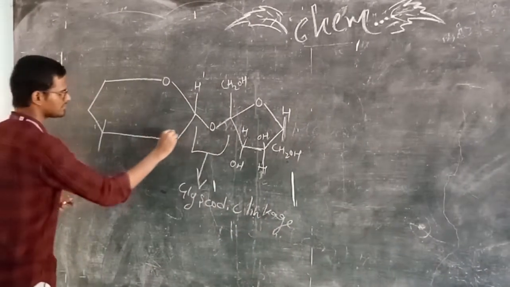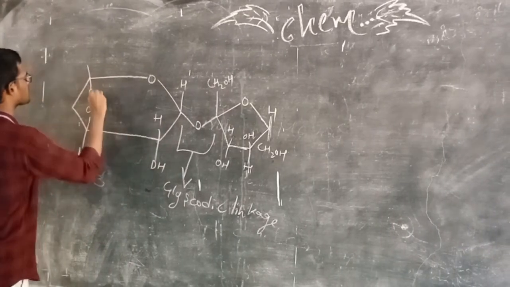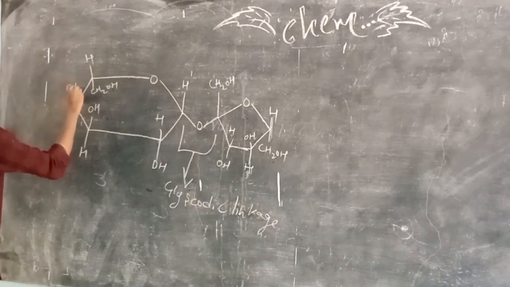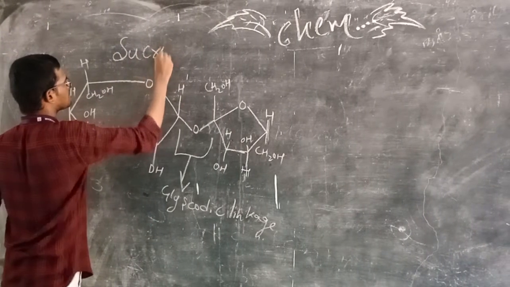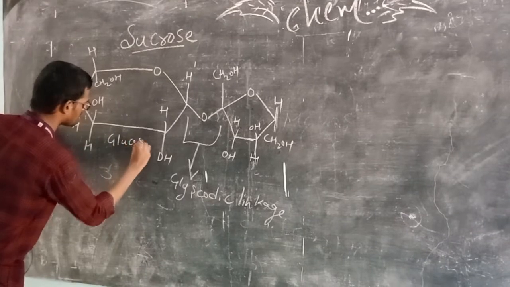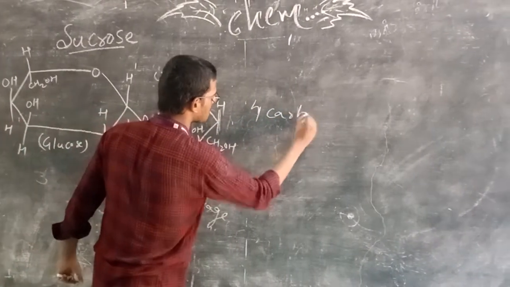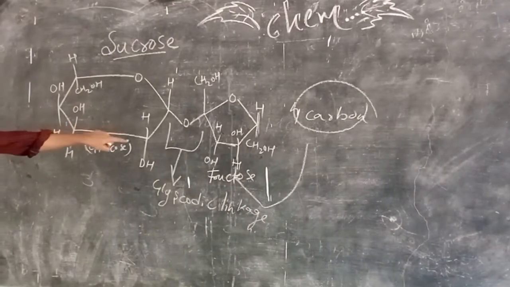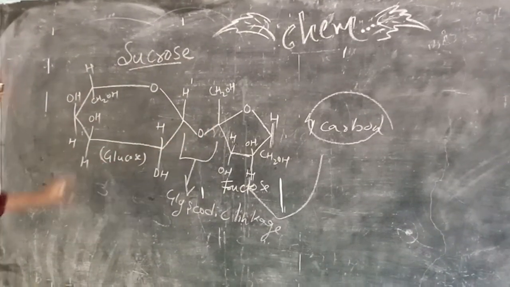This is the glucose molecule. Here we need to write OH and H alternatively. This is called the formula of sucrose. Here, the second carbon of glucose forms a glycosidic bond with the fourth carbon of fructose. The bond formation happens between the second carbon of glucose and the fourth carbon of fructose. This is the structure of sucrose.